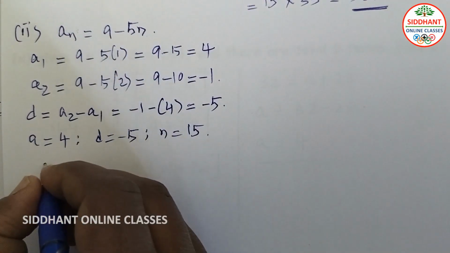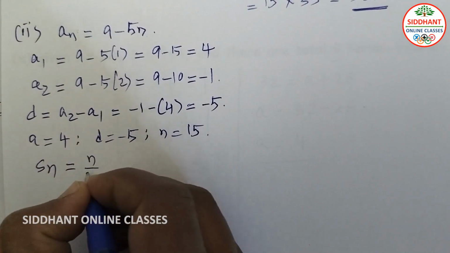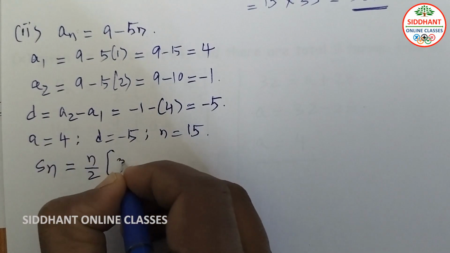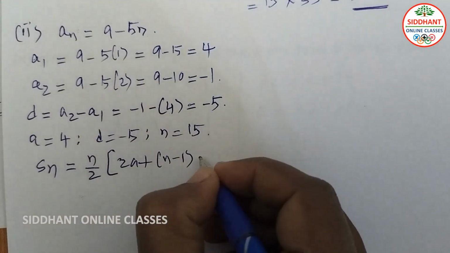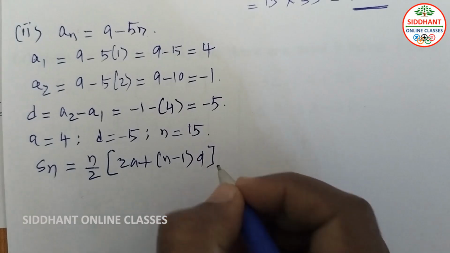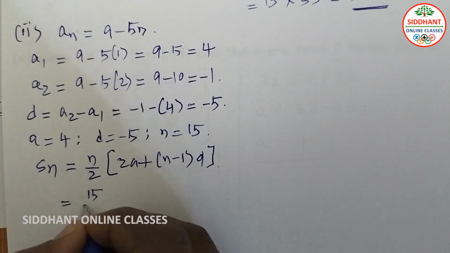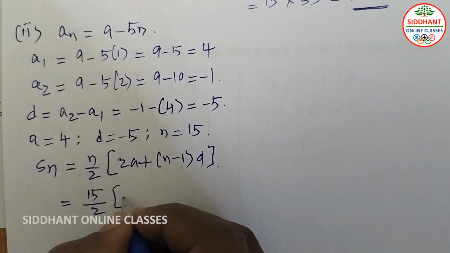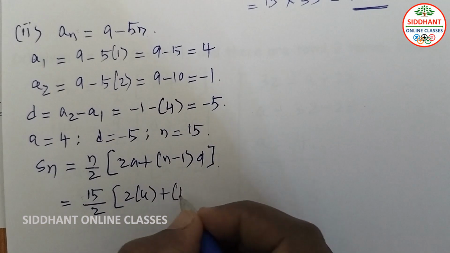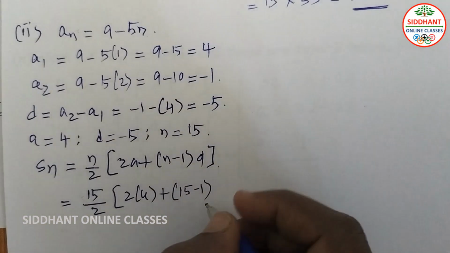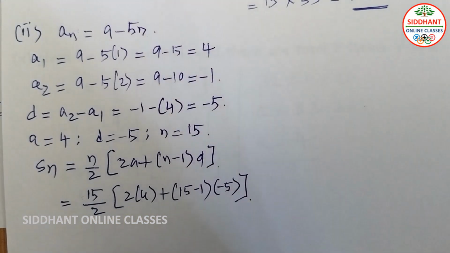So we know Sn equals n by 2 (2a plus (n minus 1)d). So Sn, which is 15 by 2, (2 into 4 plus (n, which is 15, minus 1), d, which is minus 5).